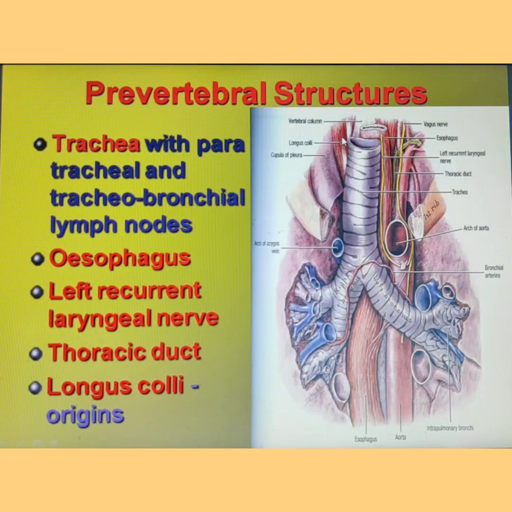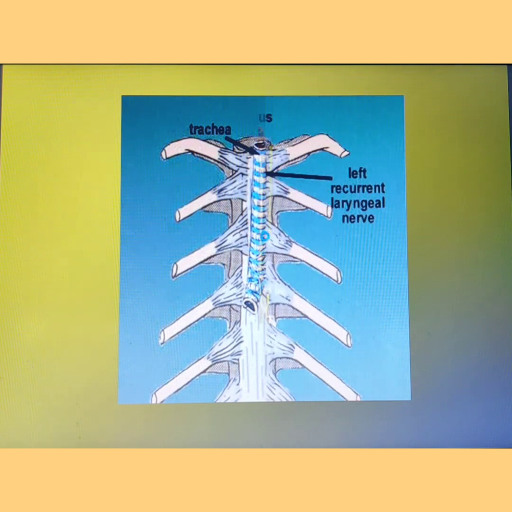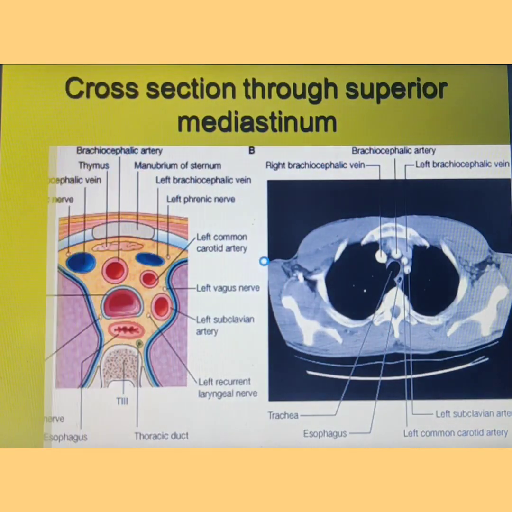As you can see in this picture, the longus colli muscle arises from the bodies of the T1, T2 and T3 vertebrae, and eventually it is inserted into the anterior tubercle of the C1 vertebra. Okay, so these are the prevertebral structures in the superior mediastinum. So the trachea we can make out, the left recurrent laryngeal nerve, the esophagus, the thoracic duct.